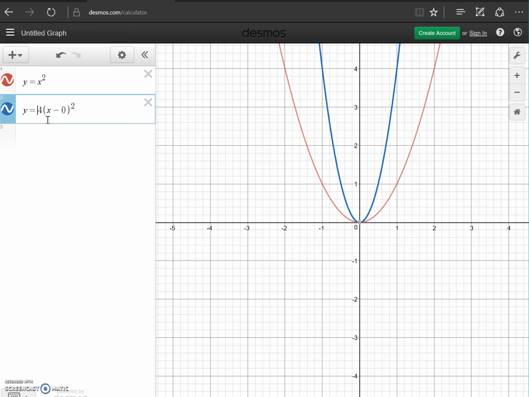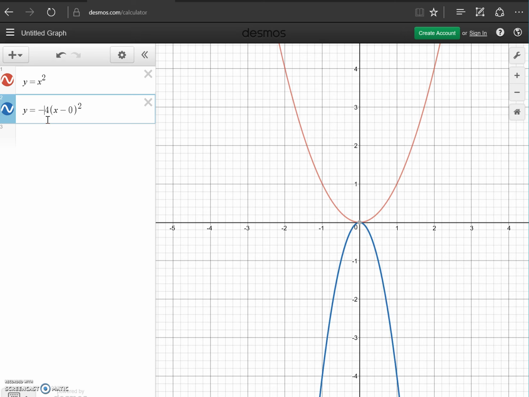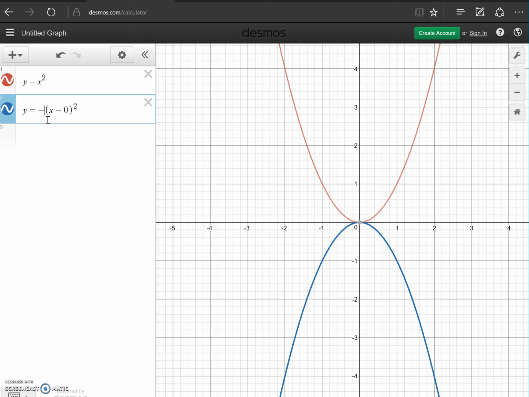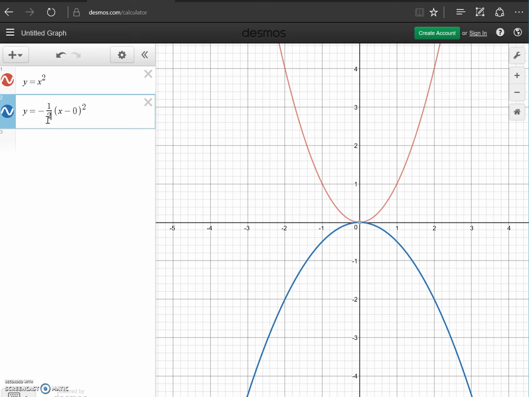Well, if I just throw a negative in here, boom, all it did was reflect the graph across the x-axis. So it really didn't do anything special. The negative again is not going to do anything but just reflect it or mirror it, opening it downwards. So even if I put a 1/2 and I make it negative, it's a wider graph. The 1/2 makes it wider, but the negative just makes it open up downward.